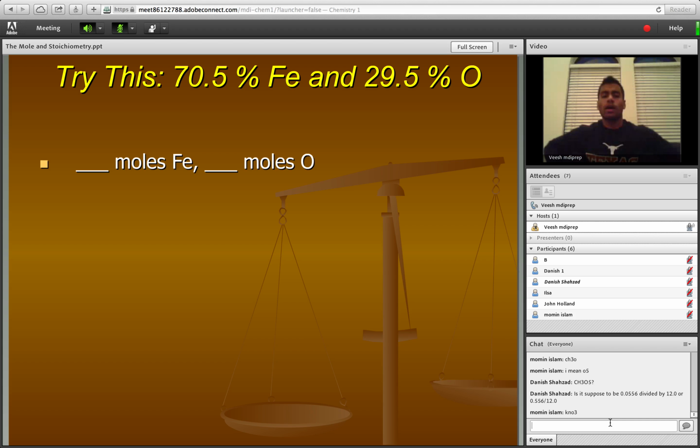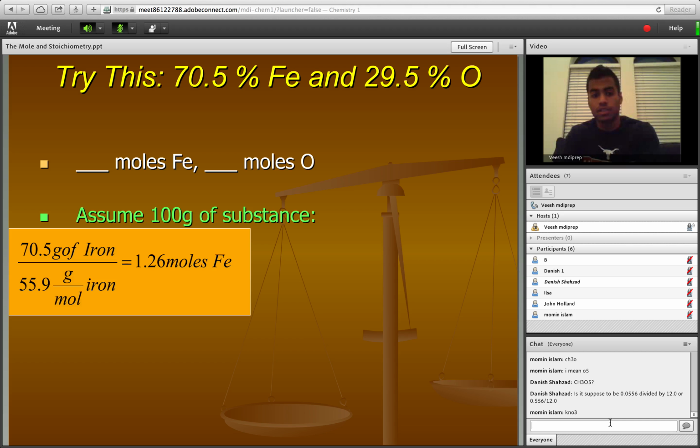Okay, so now I'm going to give you the percent composition, and I want you to tell me the moles. So, I'll just walk you guys through this problem. If you have 70.5% Fe and 29.5% oxygen, the first step you would do on something like this is assume that there's 100 grams of that substance, just because it makes it easier to work with those values, and you can figure out how many moles there are just from that.